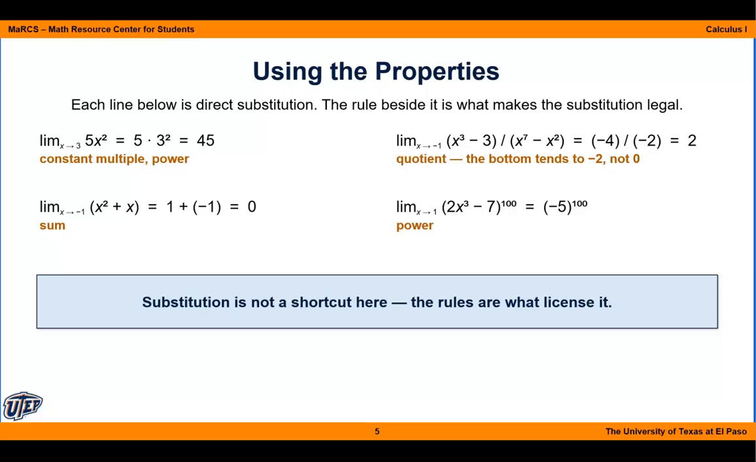In the final example, substituting 1 produces negative 5 inside the parentheses. The power rule then gives the result shown on the slide. Direct substitution is not merely a shortcut. It works here because the limit properties make each substitution valid.